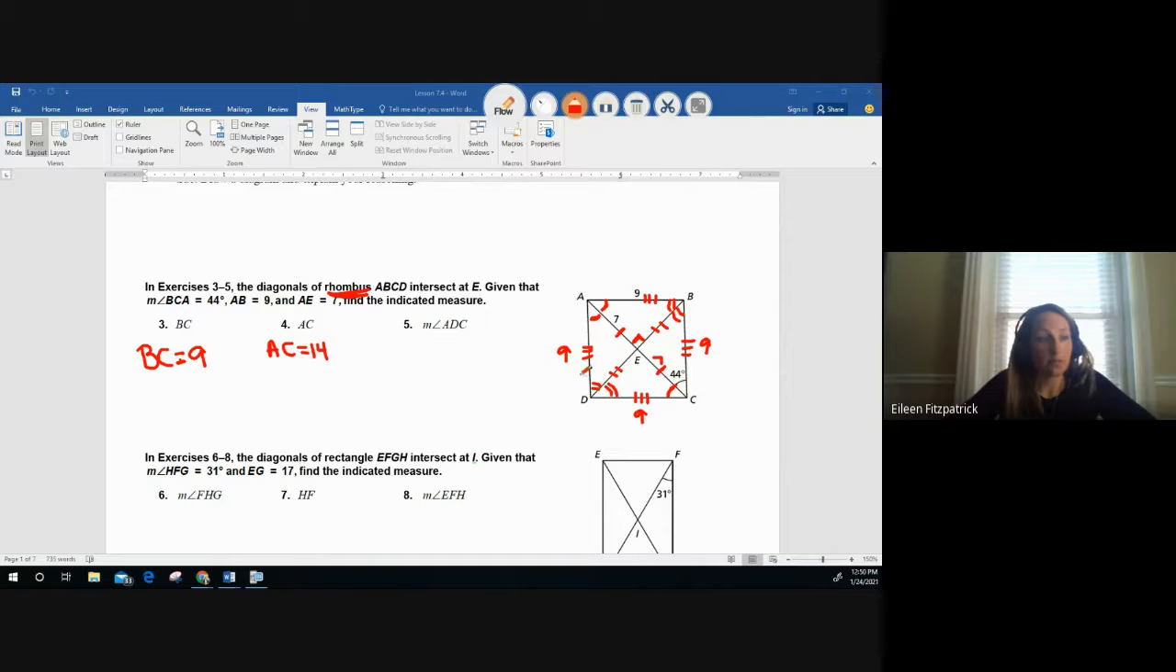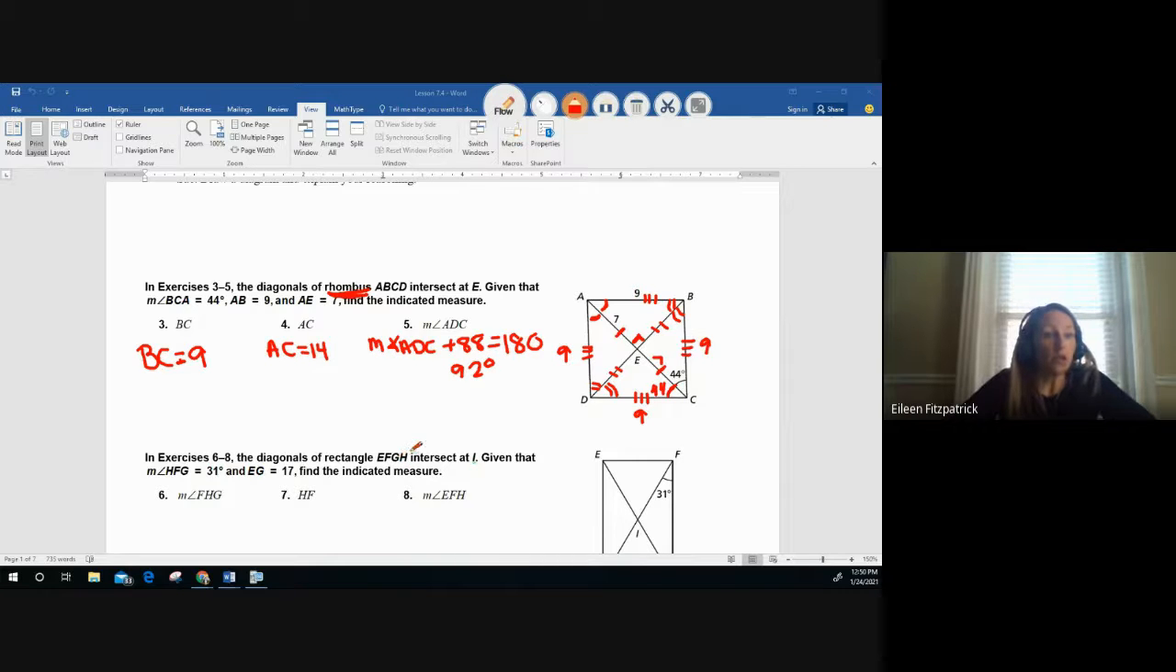So I want to know the measurement of this entire angle right here. Well, if this angle is 44, I know that this angle has to be 44, right? So how big is this whole angle? It's 88. And what do I know about consecutive angles of parallelograms? They're supplementary. So I know that the measurement of angle ADC, the one I'm looking for, this one here, plus this entire angle, which is 88, has to equal 180. So subtract 88 from both sides, and you're left with 92 degrees.